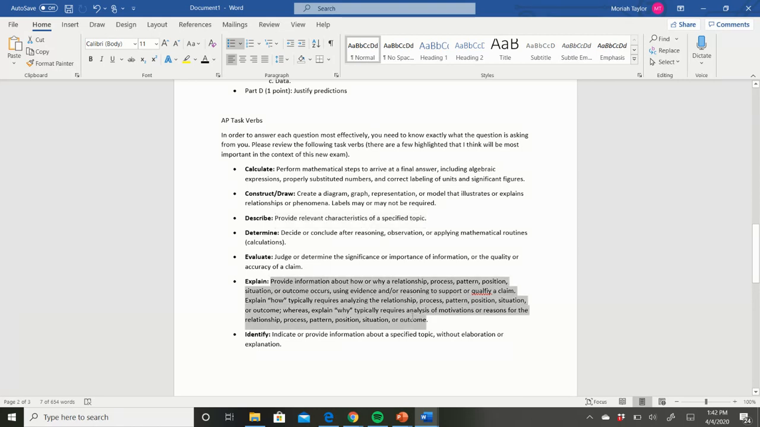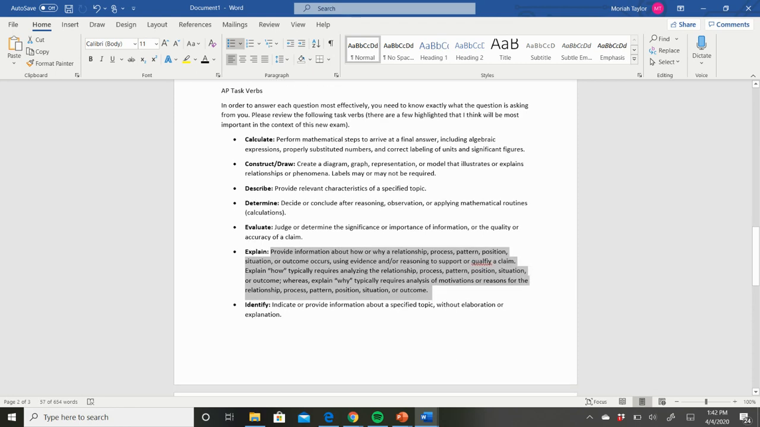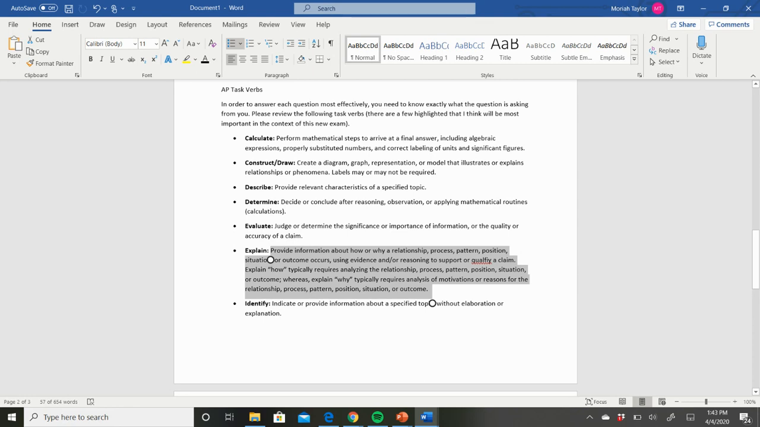But when it asks for explain, this is a much more in-depth response that they're asking for. You guys might not know that, but you need to look at these task verbs in order to understand what exactly they're asking you for. So explain means provide information about how or why a relationship, process, pattern, position, situation, or outcome occurs using evidence and/or reasoning to support or qualify a claim. Explaining how typically requires analyzing the relationship, pattern, position, situation, or outcome, whereas explain why typically requires analysis of motivations or reasons for the relationship, process, pattern, position, situation, or outcome.